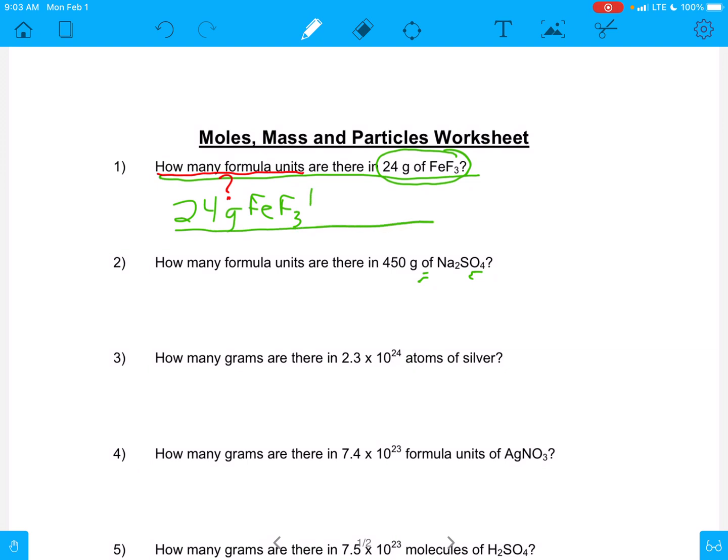Okay, 24 grams of FeF3. I'm going to draw my lines. Now I'm going to need to make my plan over here. I'm going to have to go from grams to moles, because we always have to go into moles, and then from there I'm going to go into particles.